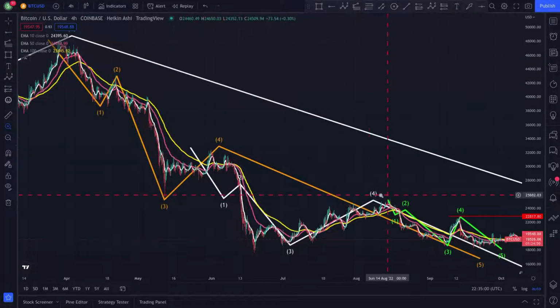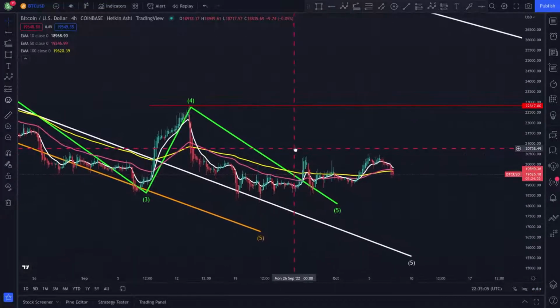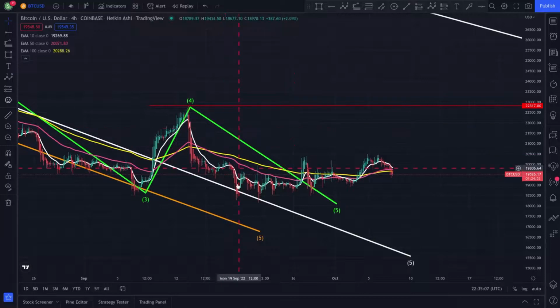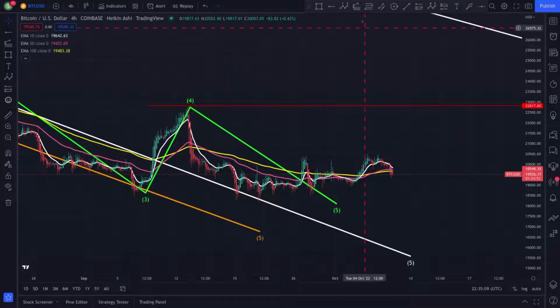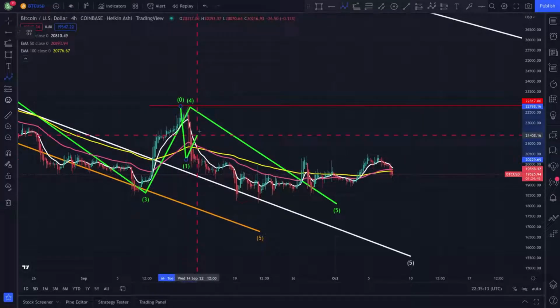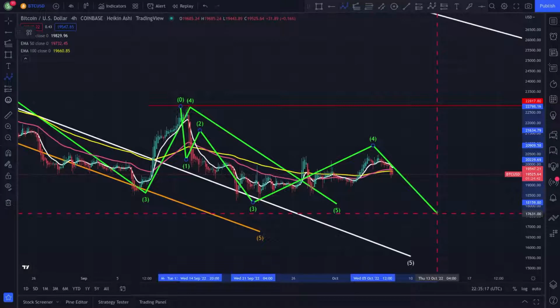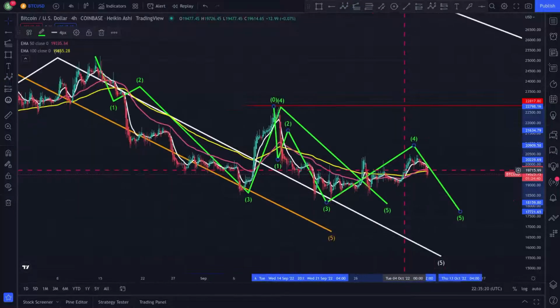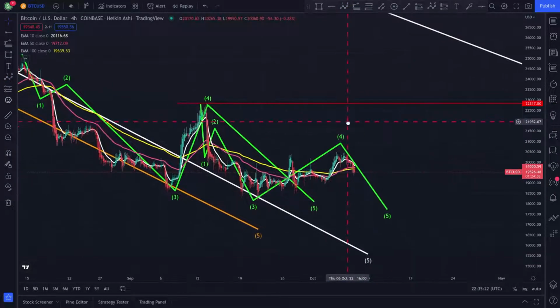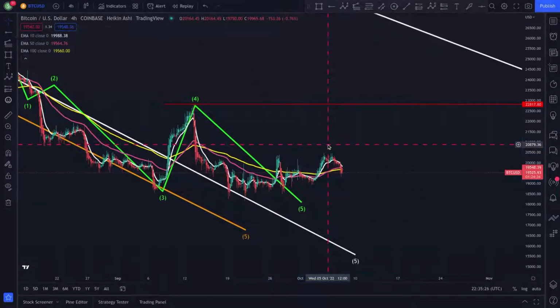If I zoom in, I think what's happening is this is 1, 2, 3, 4, 5. But since I'm investing in Bitcoin, I'm not trading right now. I don't really care much about what's happening. Trying to go down to the lower time frame to get that best entry, you might end up making mistakes.